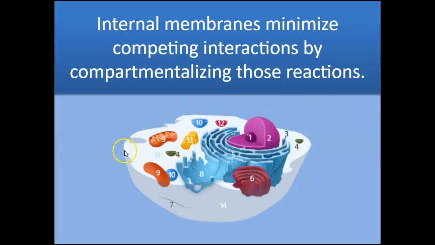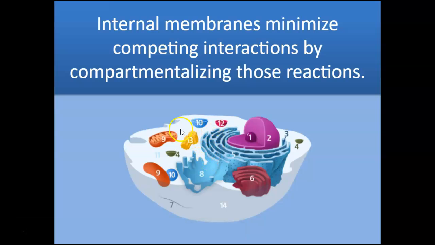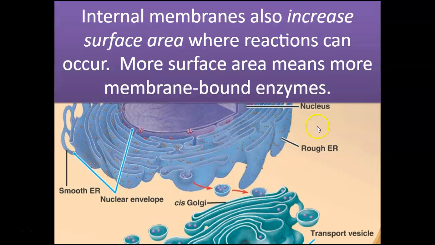So these membranes allow the space and the structure for these jobs to occur. For example, having membranes around your organelles really allows reactions to happen in a very localized area instead of being exposed to other competing reactions occurring elsewhere in the cell. Finally, internal membranes also increase surface area.